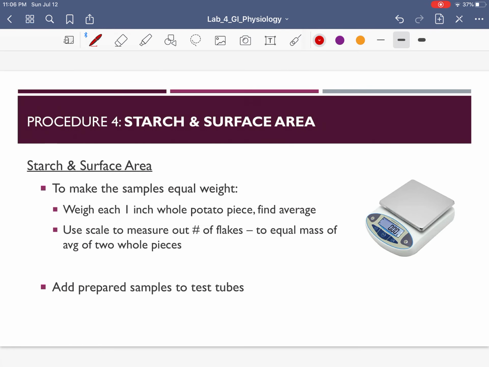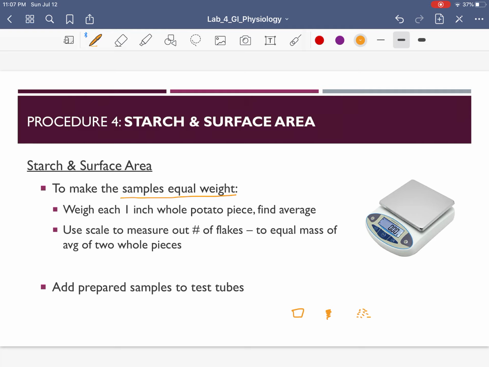When we do this in the lab, it's important that we make all 3 samples an equal weight, because we're going to be adding an enzyme to this potato sample, and we're going to be waiting to see how quickly that enzyme helps to break down the potato. In order to compare the whole piece to the mashed piece to the flake pieces, they have to be a similar weight. That way we're testing equal amounts of digestion.